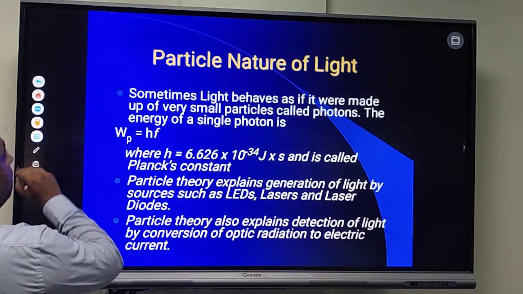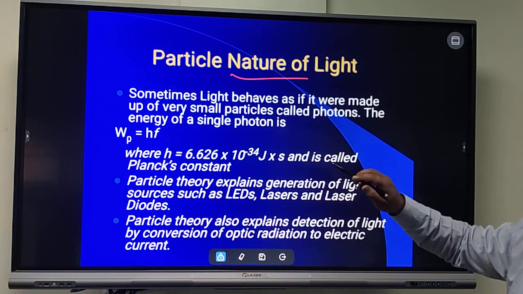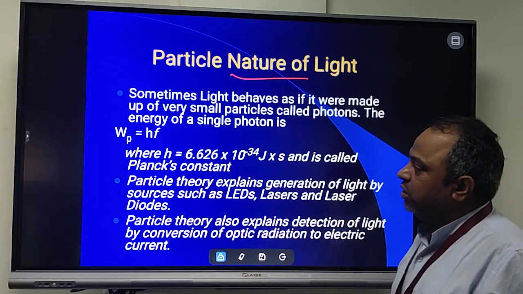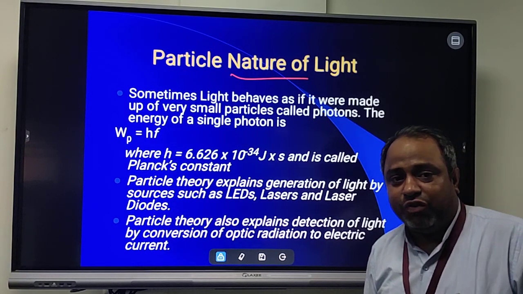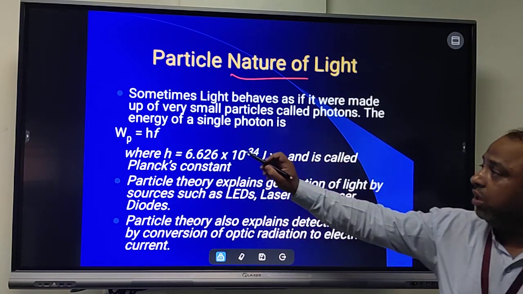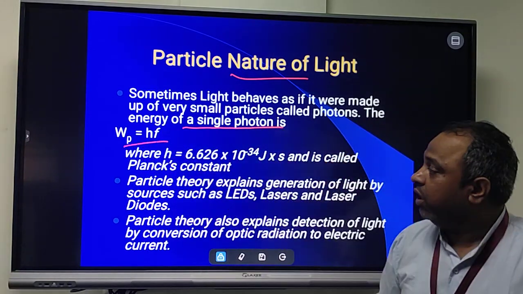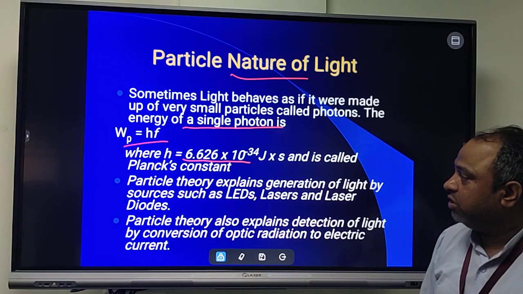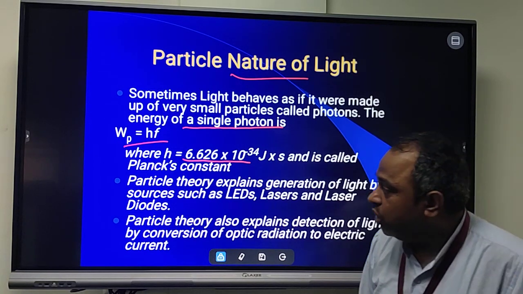Now I will explain in the next slide how that can be important for communication purposes. First is the particle nature of light. Sometimes light behaves as if it were made up of very small particles called photons. The energy of a single photon is E = hf, the basic fundamental unit of light which can be used in optical communication, where h is the Planck constant, with a value of 6.626 × 10^-34 joule-seconds.